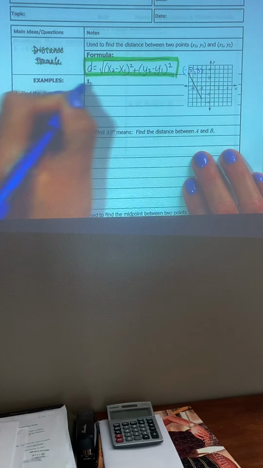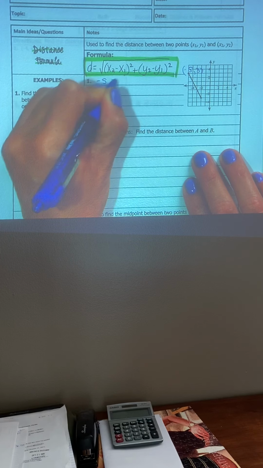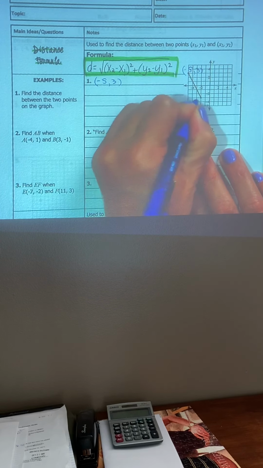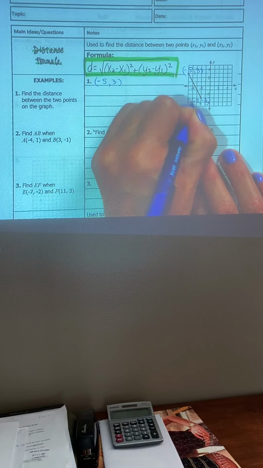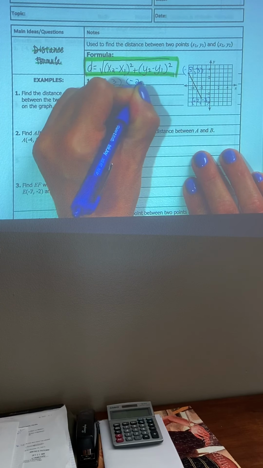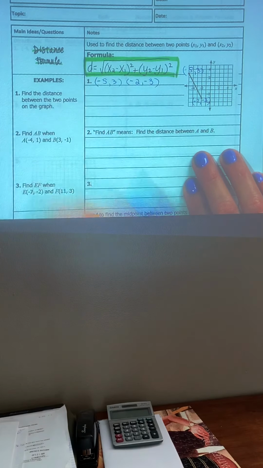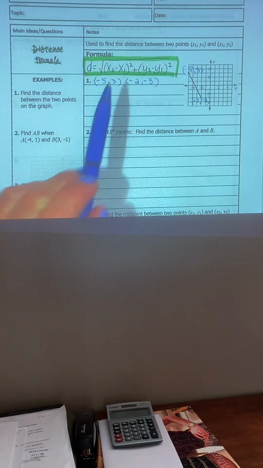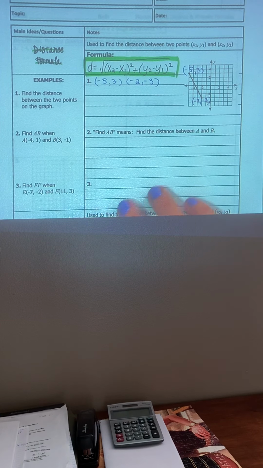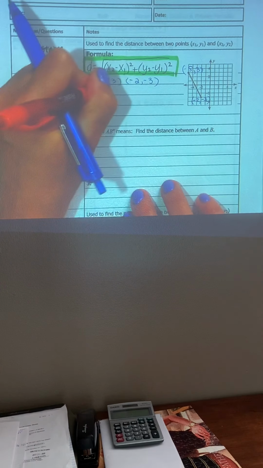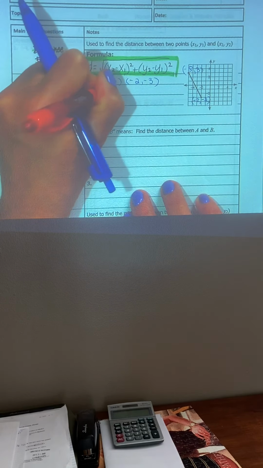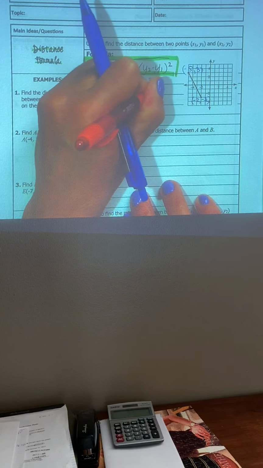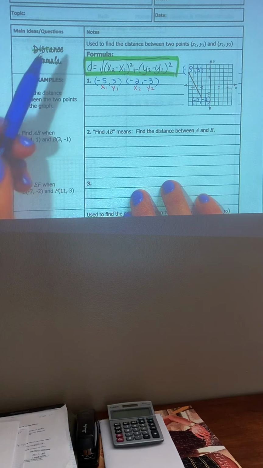I'm going to write that over here. My second ordered pair is -2, -3. I'll write that there. Okay, so here are my two ordered pairs, and we are going to plug it into the distance formula. So again, every ordered pair is x1, y1, and x2, y2.